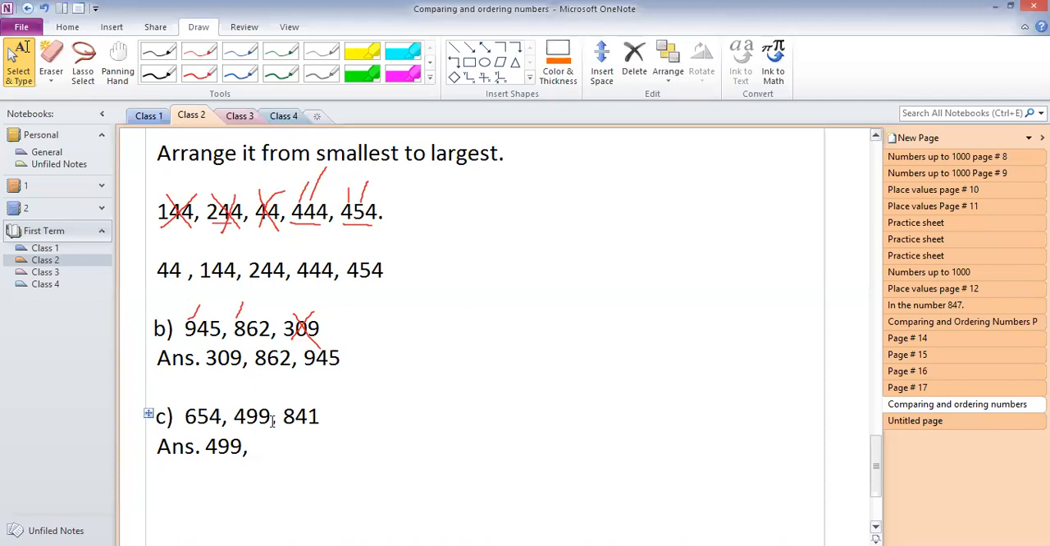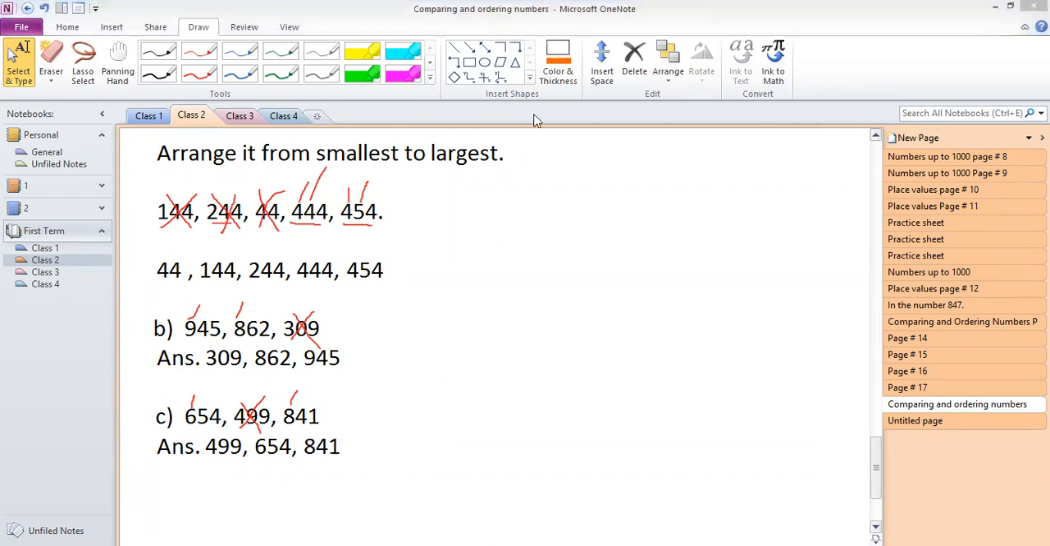Then I will check. I have finished writing that one, so I will cut it out. Two values are left. This one is starting with 600 and this one is starting with 800. So 6 is smaller than 8. So you will write first 654, then you will write the last value, which is 841. So this is how you arrange from smallest to largest. Is it clear?